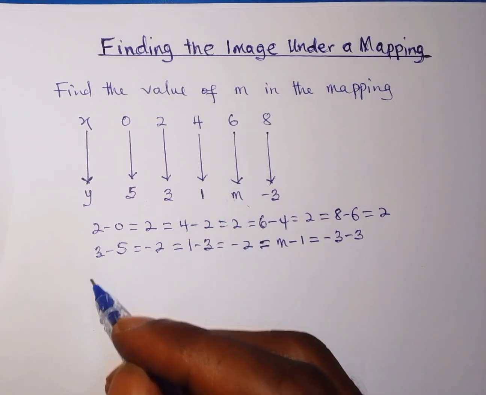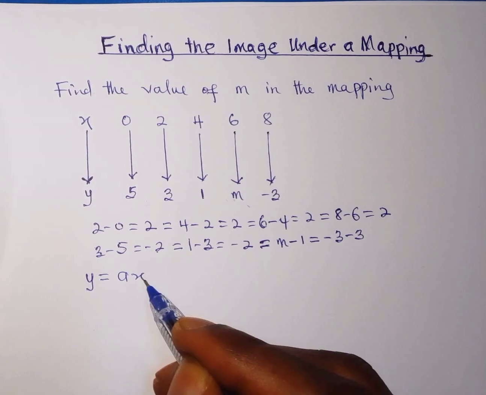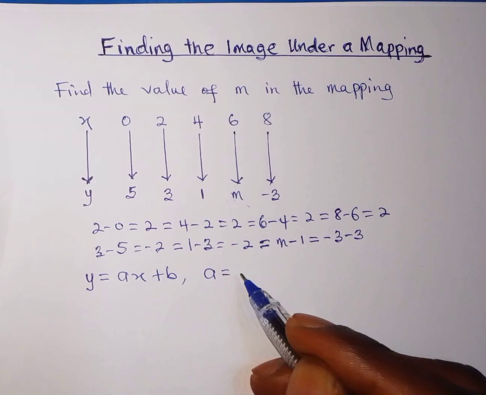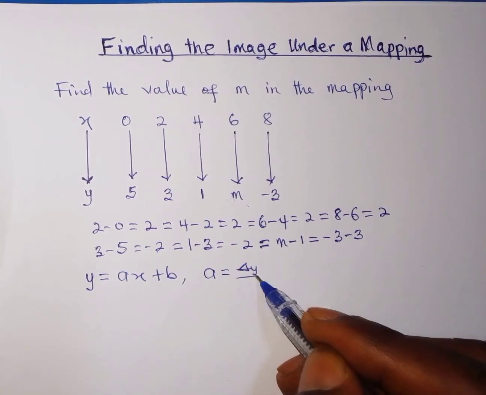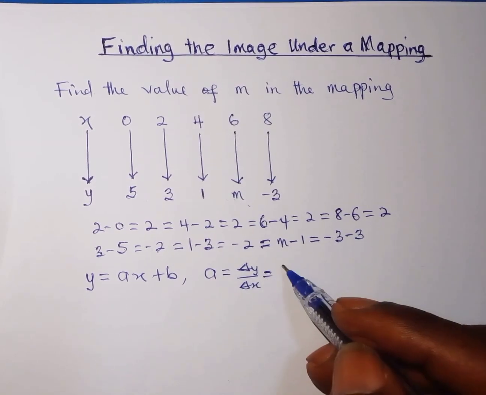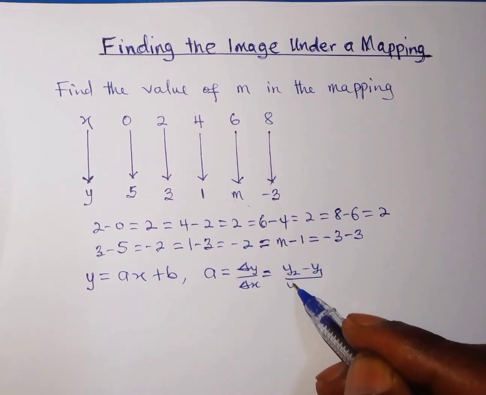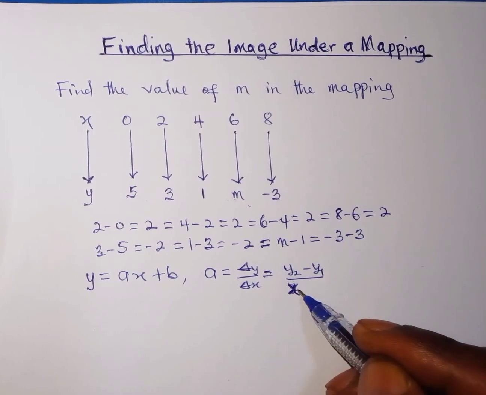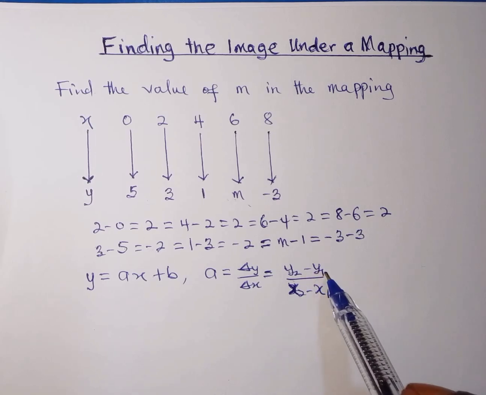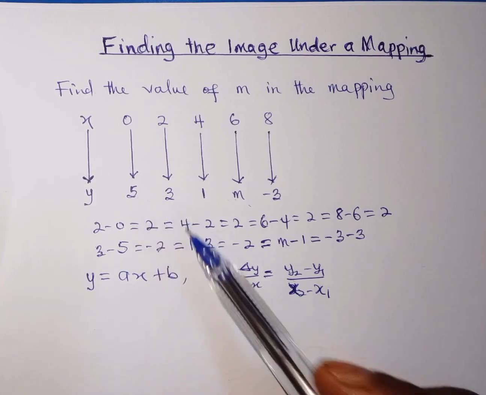So what rule do we use? We say that for a linear mapping, this is the rule given: y = ax + b, where a is given as change in y over change in x, which can be further expressed as (y2 minus y1) divided by (x2 minus x1), where the y and the x are the elements in both the codomain and the domain.